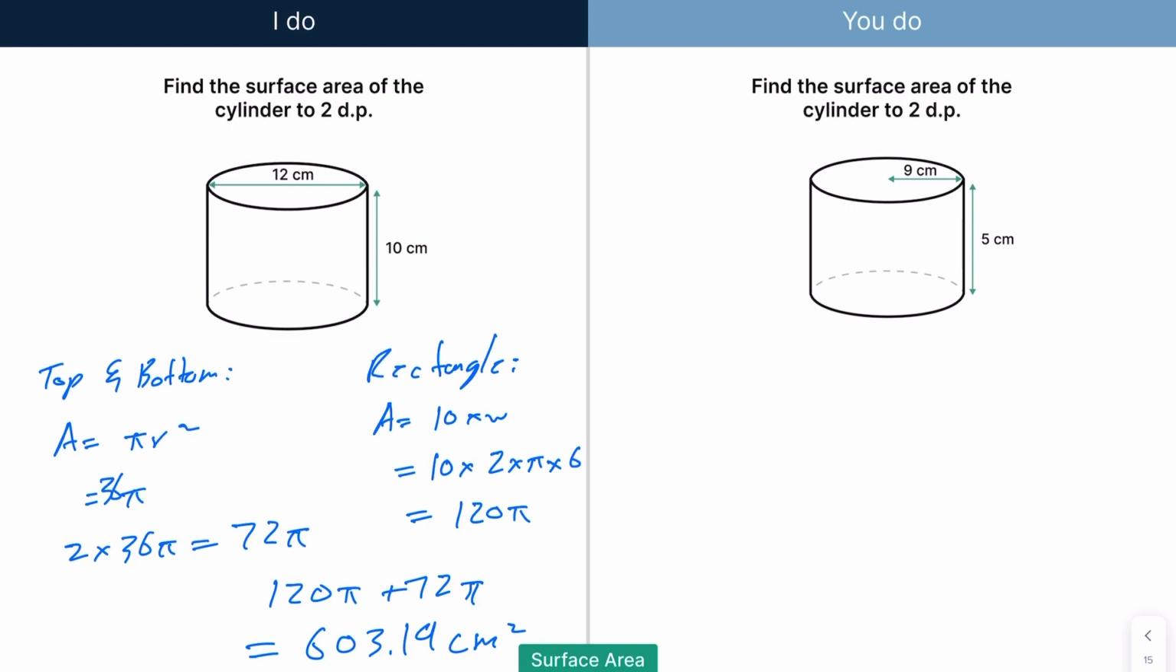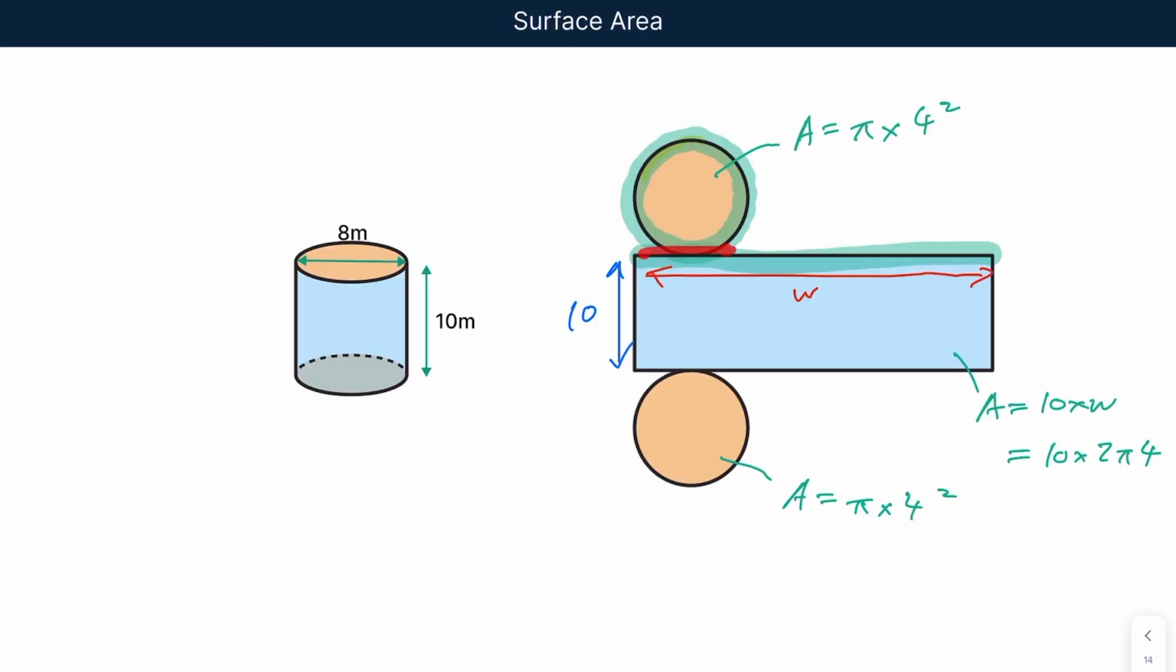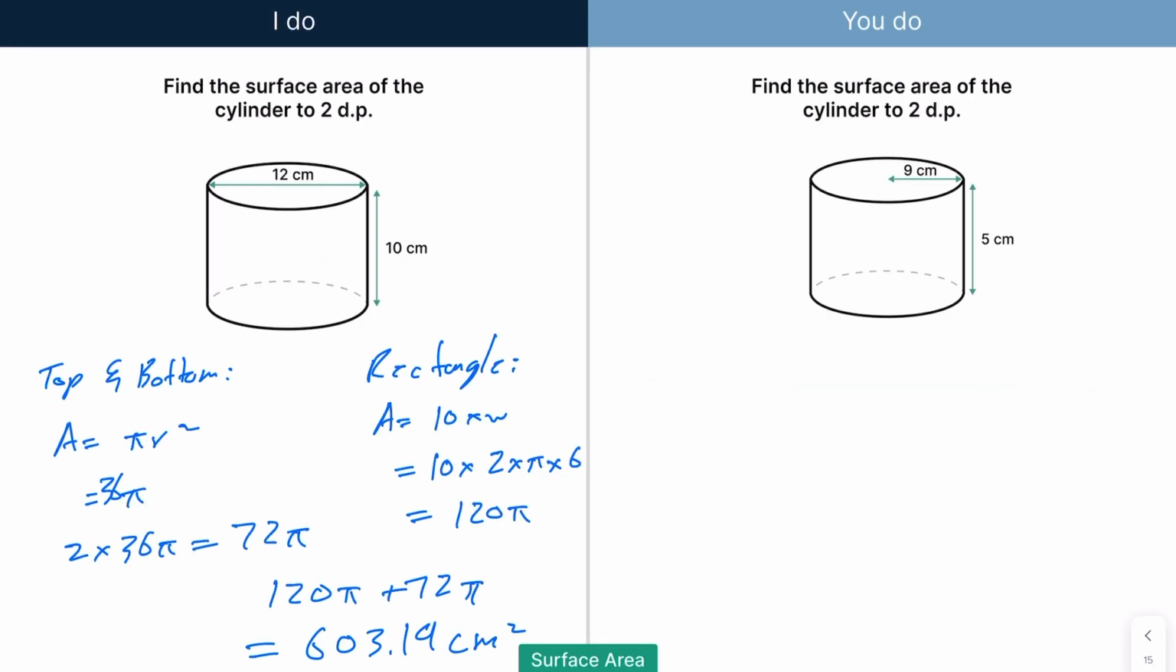So the only tricky bit is that with a rectangle, you need to know that the width of the rectangle, and if I just head back, the width of this rectangle is the circumference of this circle because that's what it rolls out to. So hopefully you've pressed pause and had a correct example on the right.